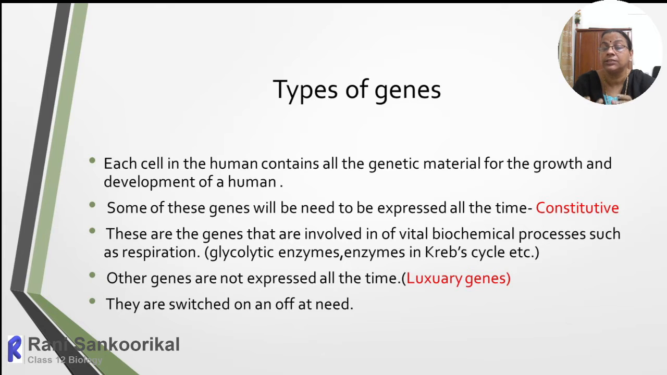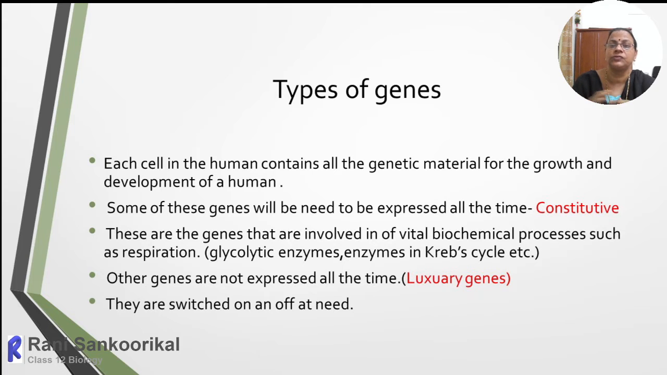So if these enzymes have to be produced, the genes which regulate their production, glycolytic enzymes as well as Krebs cycle enzymes, should be always in on condition. Such genes, which are always expressed in the form of proteins, are called constitutive genes. They will always be in on condition, their mRNA will always be produced, and from that mRNA translation will always take place. So transcription takes place, translation takes place, and polypeptide synthesis takes place, and their presence is ensured throughout in order to maintain the life of the organism.